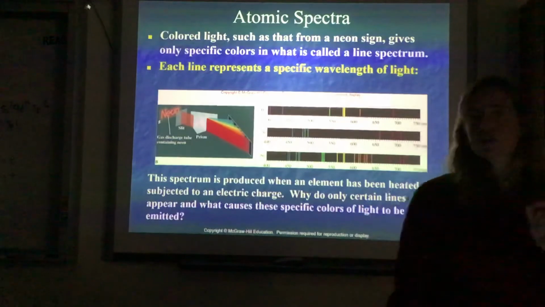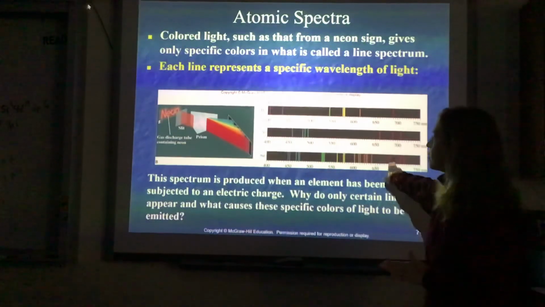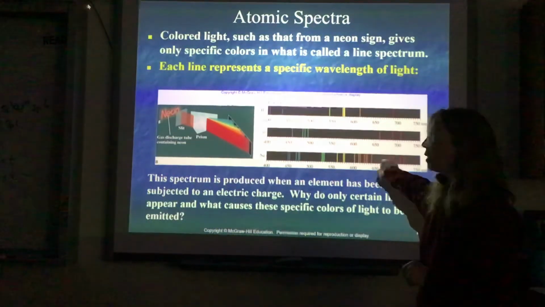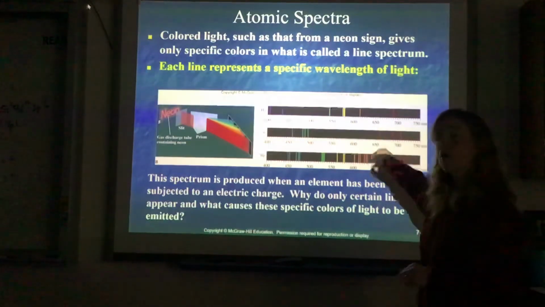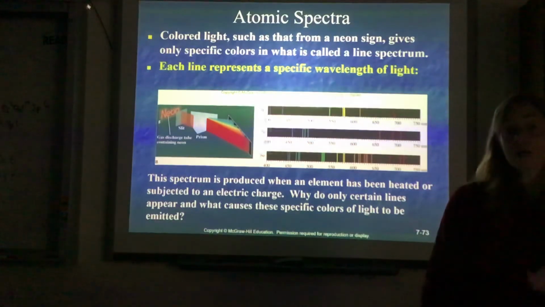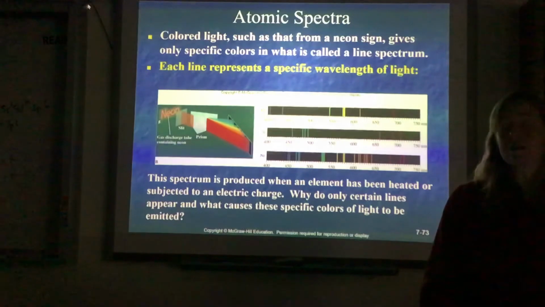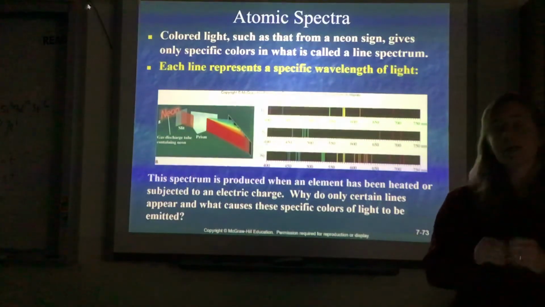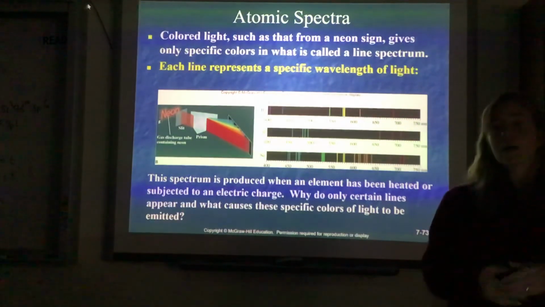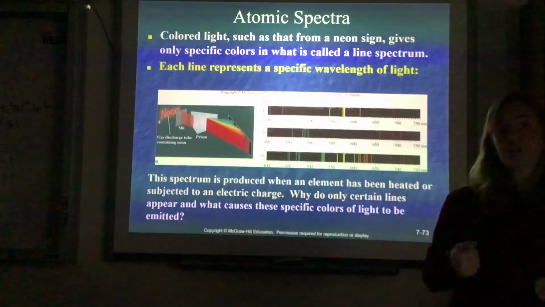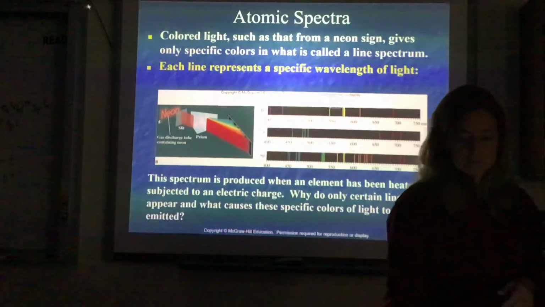Okay? You can actually identify an element based off of its emission spectrum, if you didn't know that, because not all elements have the same emission spectrums. They have similar colors and similar wavelengths, but they are not going to have exactly the same number of emission lines as another element. So you can actually use this to identify an element.